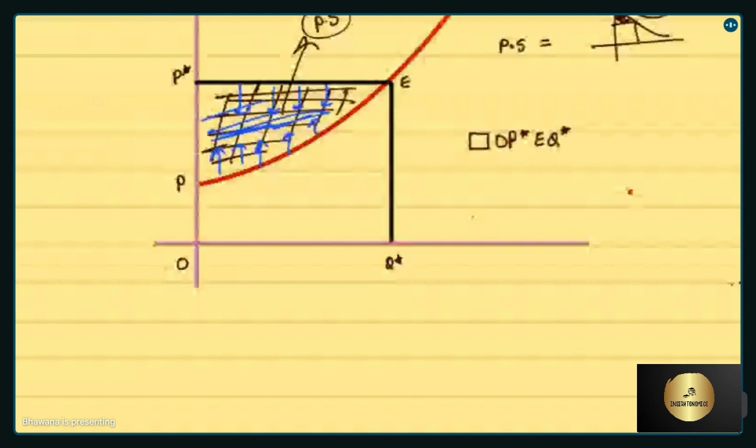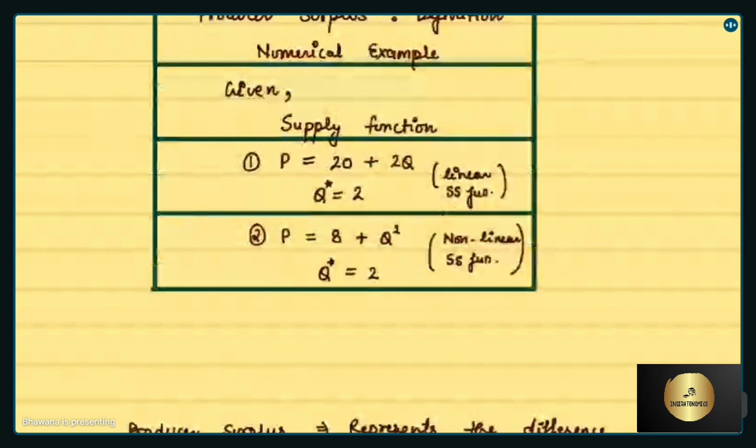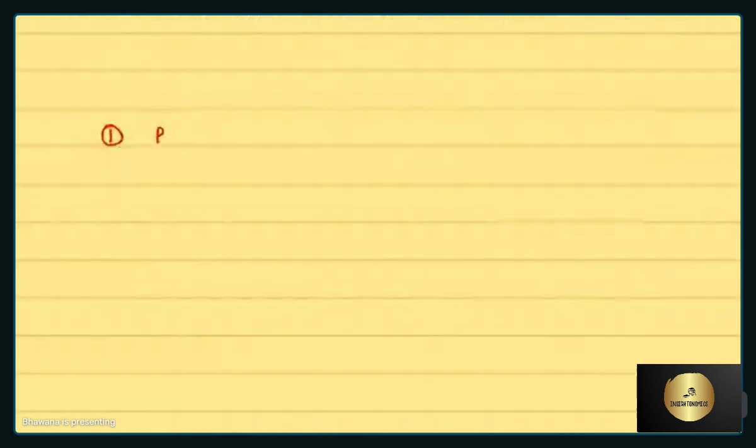using the given functions. So now we have to derive an expression for producer surplus using the given function. So what is our function? P is equal to 20 plus 2Q.